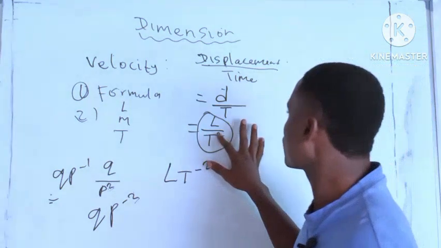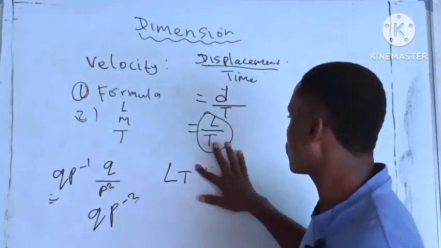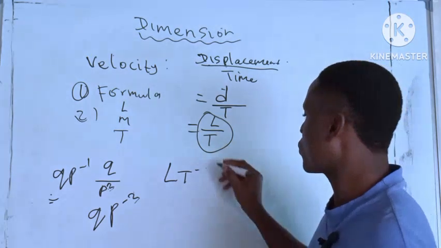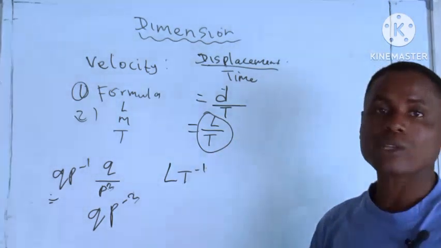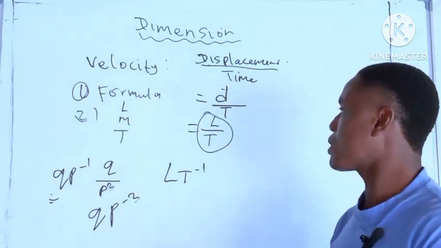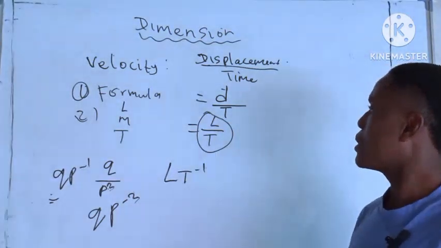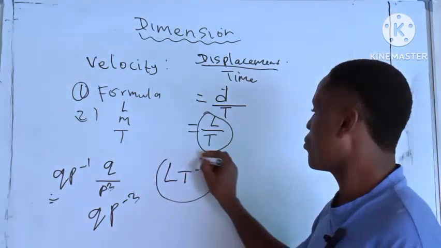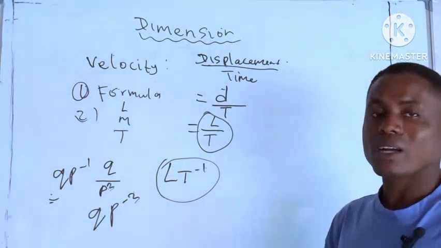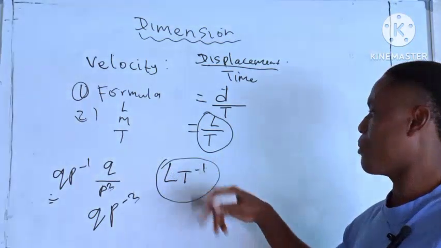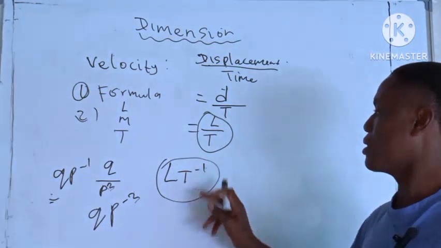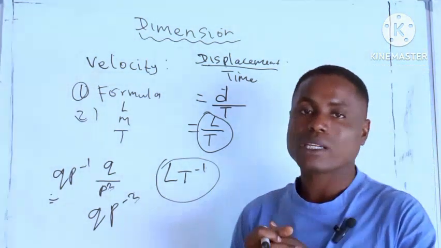But here there is no number. So you just indicate it with what? With minus raised to minus 1. Are you getting it now? So this is how to convert this. So this is the dimension of velocity. Are you getting it now? So this is the dimension of velocity, LT raised to minus 1.